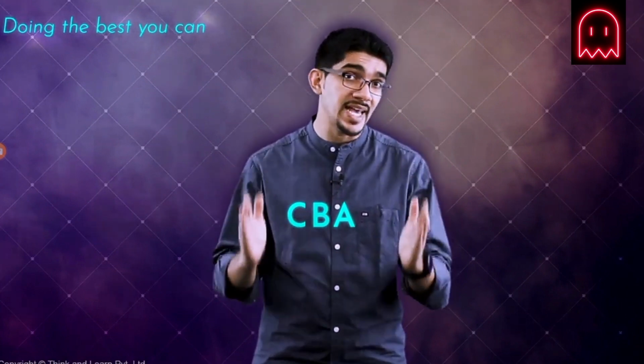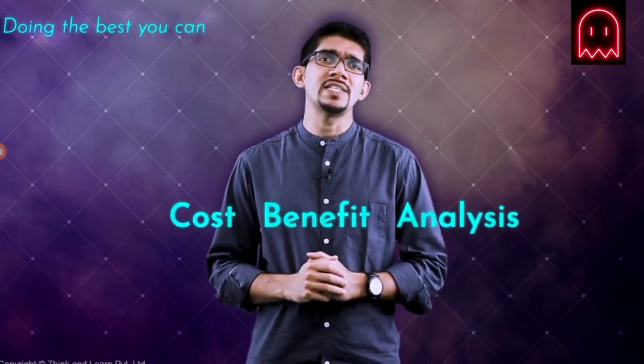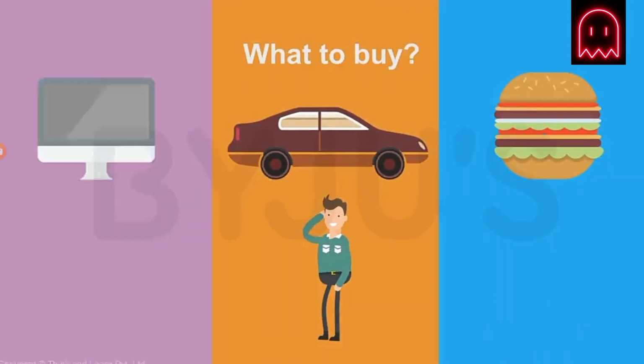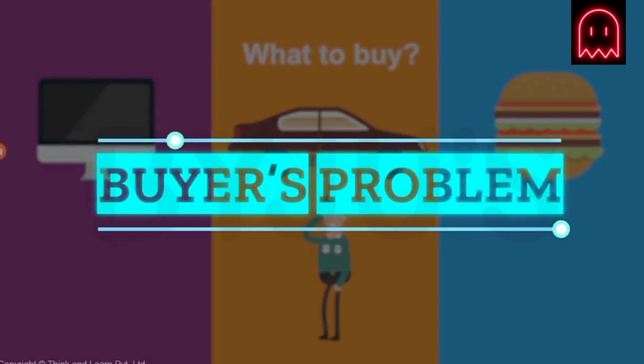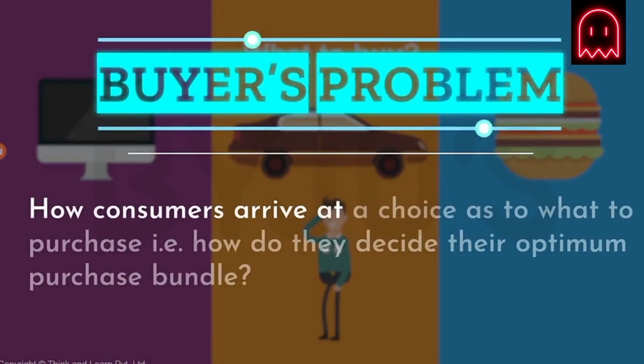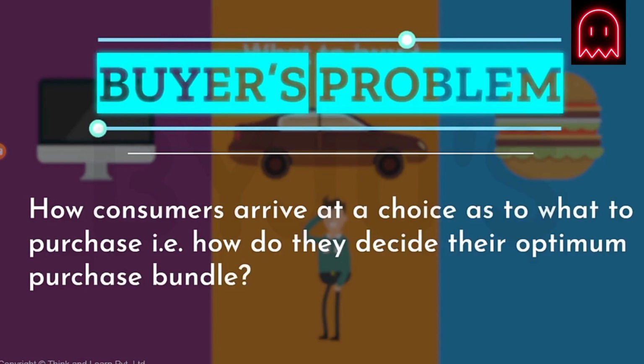We saw that ultimately all choices come down to a simple CBA analysis. The basic question that we tried to answer throughout was, how do consumers decide what to buy? We can call this the buyer's problem. By this buyer's problem, what we mean is how consumers arrive at a choice as to what to purchase, that is, how do they decide their optimum purchase bundle.